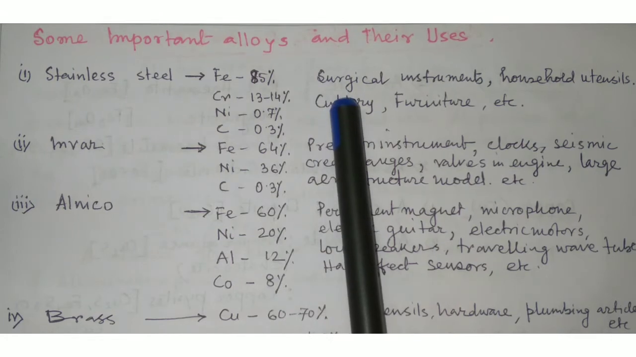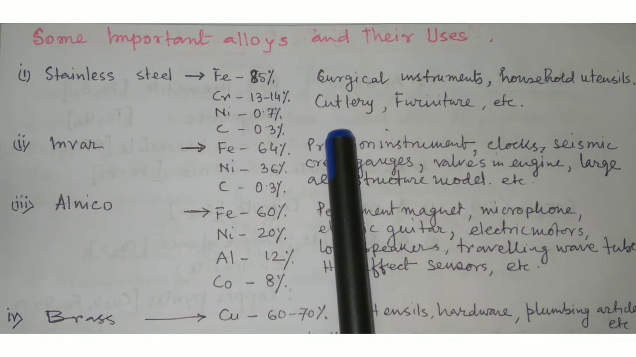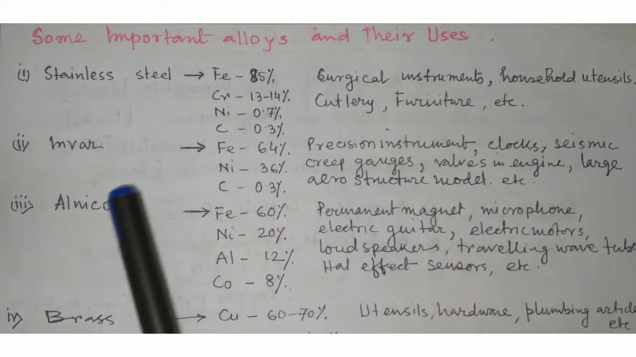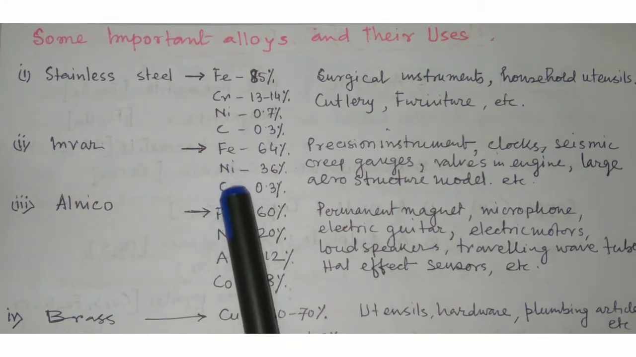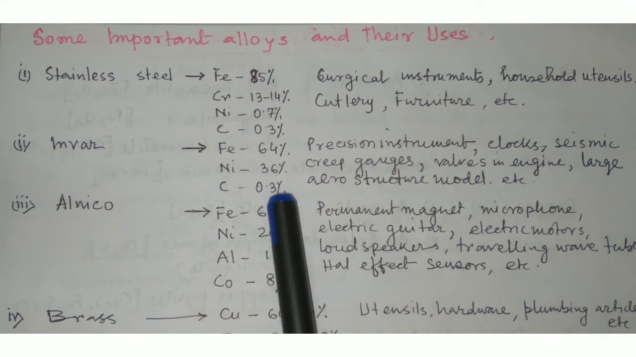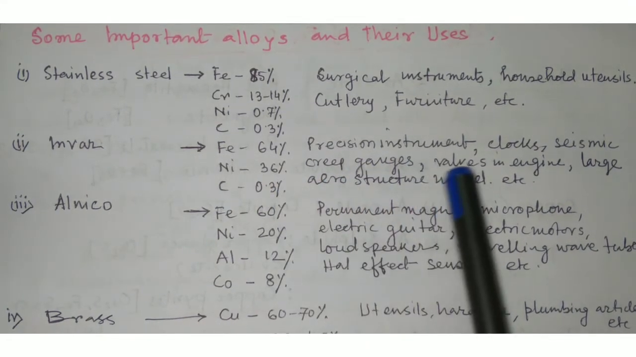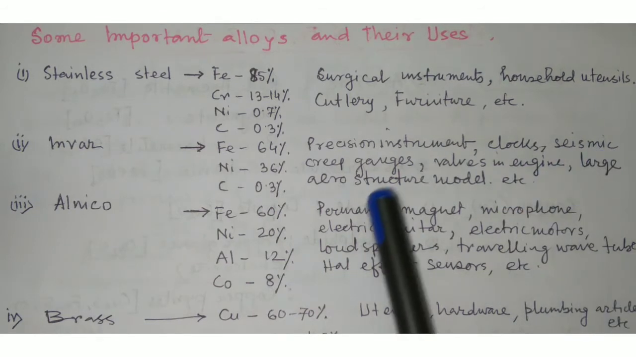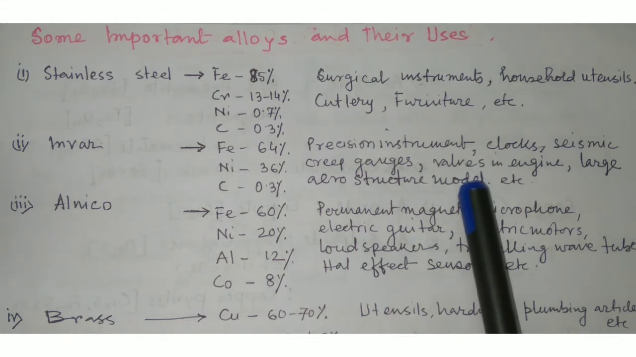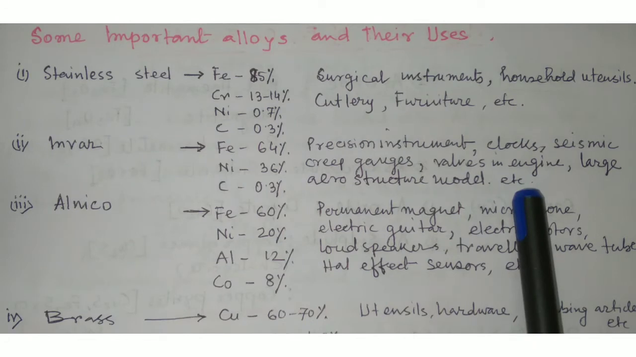It is mainly used as surgical instruments, household utensils, cutlery, furniture, etc. Invar: iron percentage is 64, nickel 36, carbon 0.3%. Used in precision instruments, clocks, seismic creep gauges, valves in engines, large aerostructure models, etc.